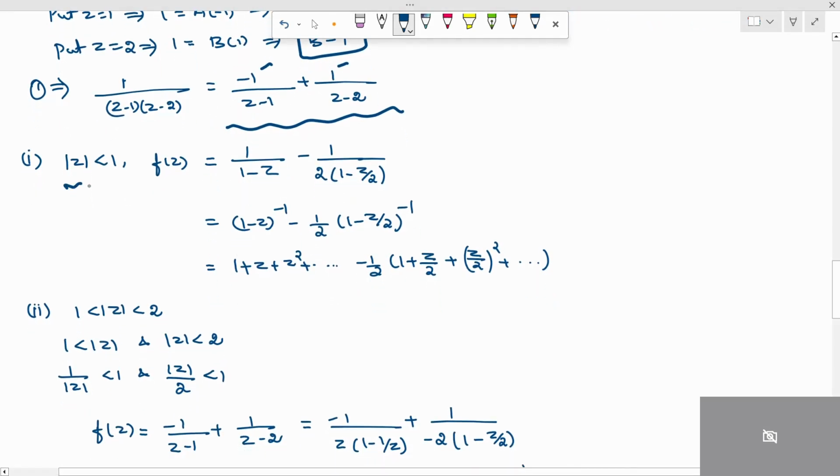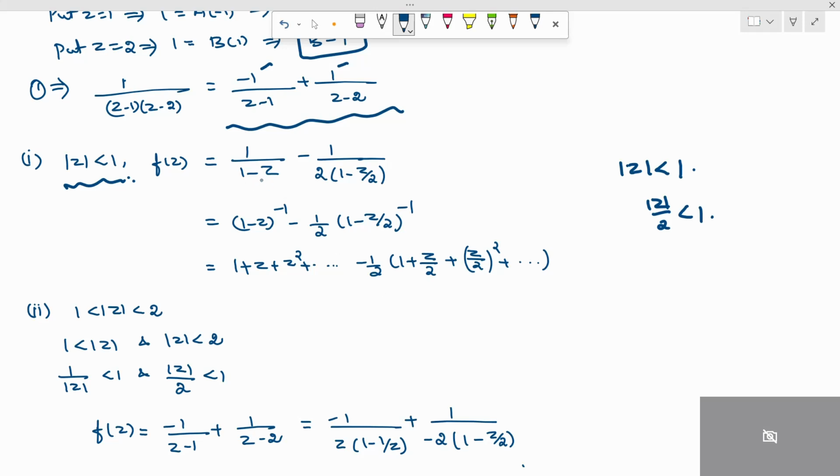First one is mod z less than 1. F(z): here the negative sign is there, so bring it to the denominator, it will be 1 minus z. Here we are going to use the binomial expansion formula. If you want to use the binomial expansion formula, mod z should be less than 1, and the given condition is mod z less than 1 only. Mod z less than 1 means obviously modulus of z by 2 is also less than 1.